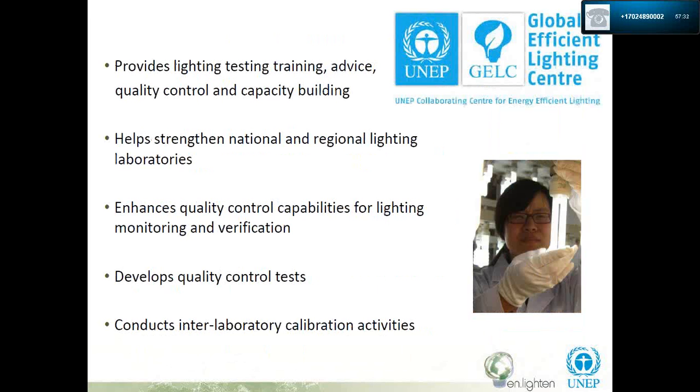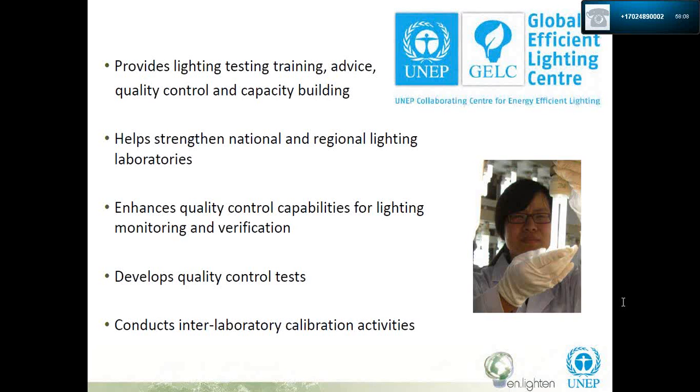One key component of the support that we are providing to countries is the Global Efficient Lighting Center, which is a UNEP collaborating center based in Beijing in China that provides lighting testing, training, advice, quality control, and capacity building to countries. So it would assist countries to set up their own national or regional laboratories. It would enhance systems and procedures for quality control capabilities at the country level. And it's populated by a recognized team of lighting specialists.